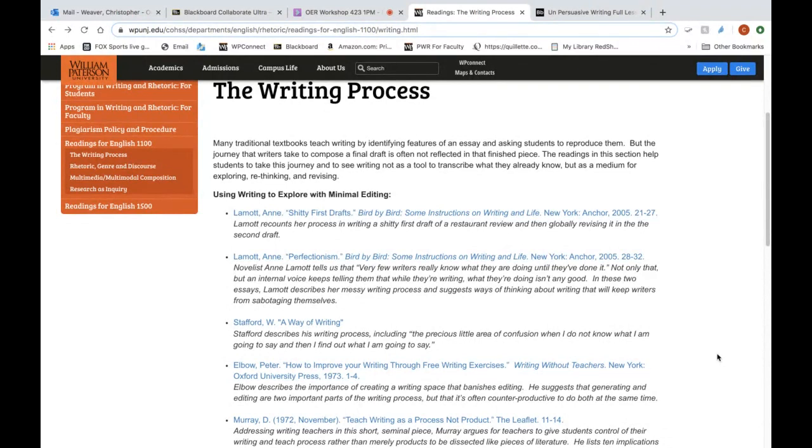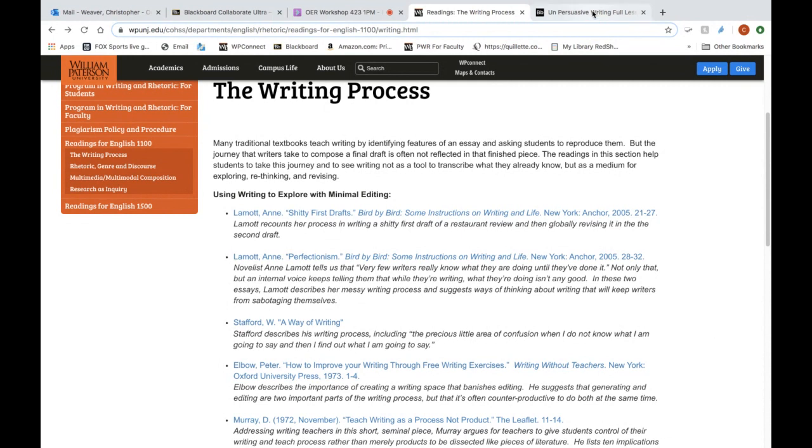Rather than just doing a paper and then doing another paper, the idea is tying these papers into talking about the writing process. So that's really what we want you to take away: we want you to think through your assignments and ask, how can we use these assignments to get students involved in a conversation about the way that writing works?